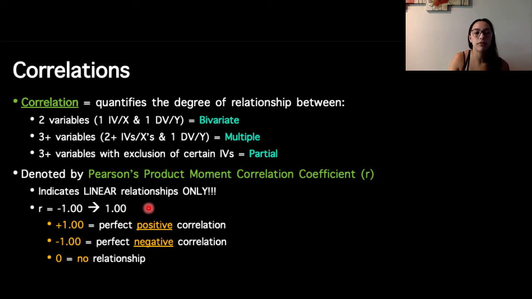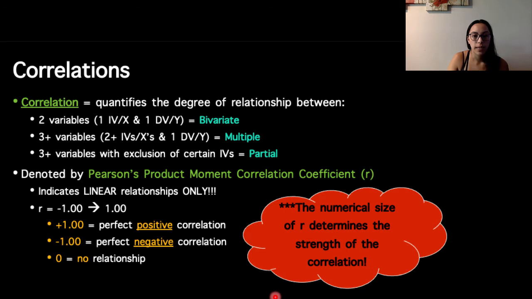But R has values that can range anywhere from -1 to +1. +1 is going to be a perfect positive correlation. -1 would represent a perfect negative correlation. 0, which is the midpoint between these two, indicates that there is no relationship. So what these values mean in addition to the direction we'll go through in some later slides, but this just kind of gives you an idea of what values could be assumed by your correlation coefficient R.